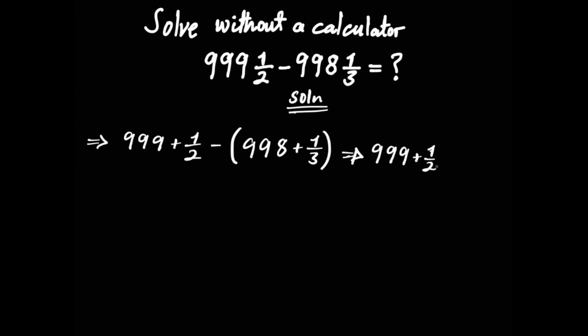Now it's time to distribute the negative sign into the parenthesis. That is negative 998 minus 1/3 or 1 over 3.